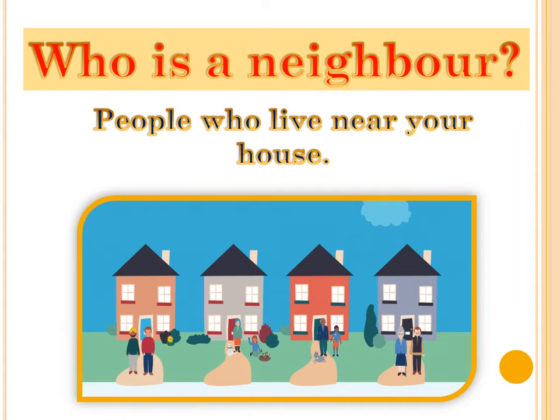Now students, I will tell you who is a neighbor. They are people who live near your house. A neighbor is a person who lives nearby, normally in a house or apartment that is next door, or in the case of houses, across the street. Neighbors are people you are likely to see every day. I hope I have made it clear now who is a neighbor.